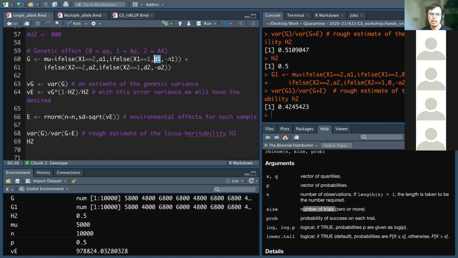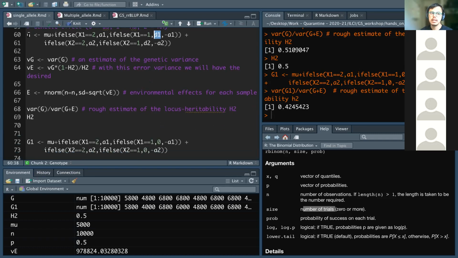This is a pretty simple way to show you the concept, because we just have two loci that control the phenotype. So we are taking into account the additive effect plus the dominance deviation, meaning additive and non-additive effects. And that is G.